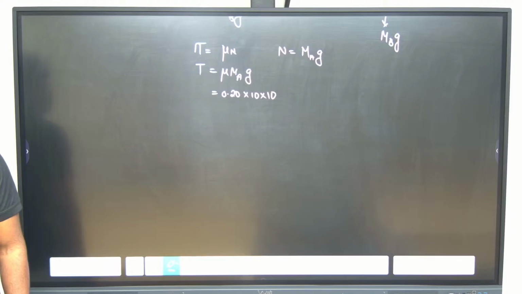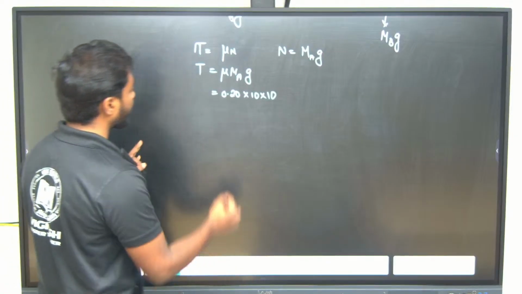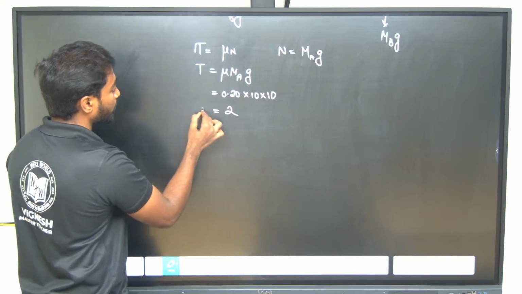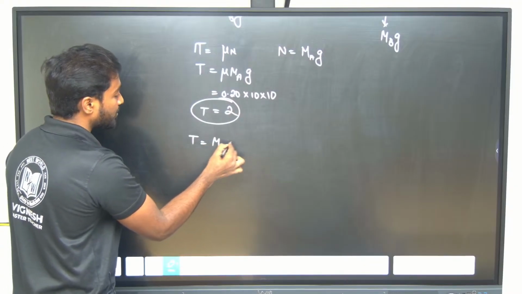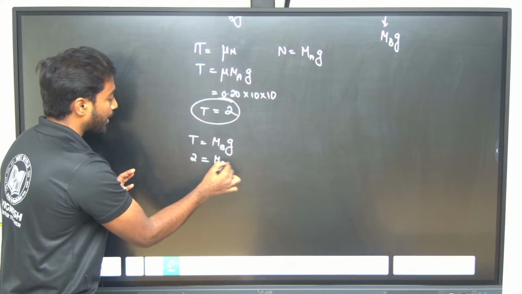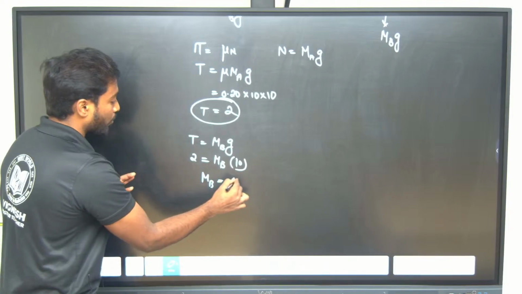You will get the value of T. Next, take that value and substitute in the second equation. So tension will be 2. So T will be equal to m_B g, mass of B and g. So 2 will be equal to mass of B and the gravity g is 10. So the mass will be 0.2 kg.